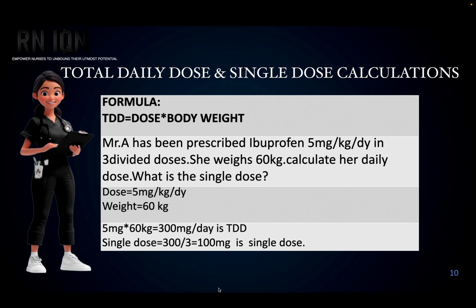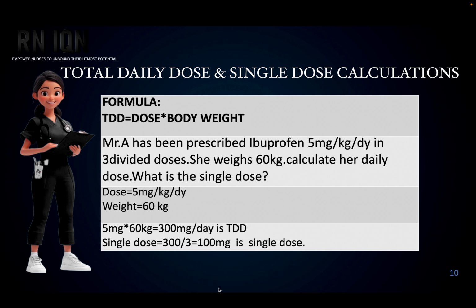Simply apply the formula, that is prescribed dose into patient's body weight to get the total dose. Here the patient is prescribed ibuprofen 5 mg per kg per day in 3 divided doses. She weighs 60 kg. Calculate her daily dose. What is the single dose?